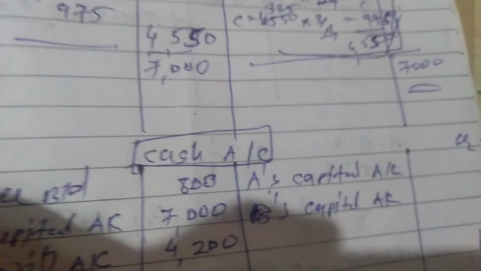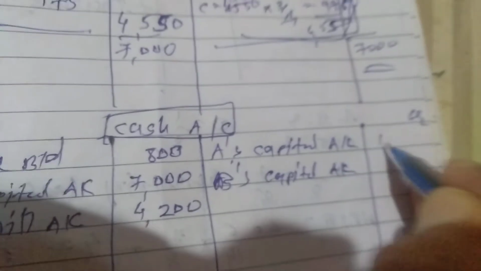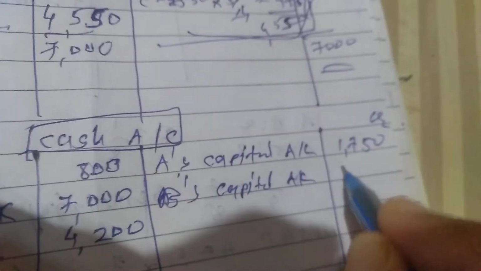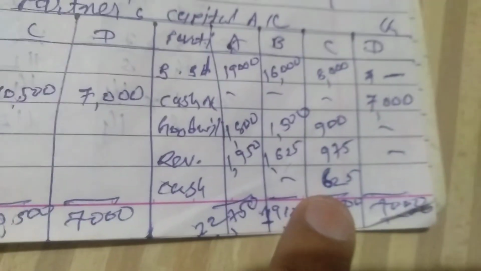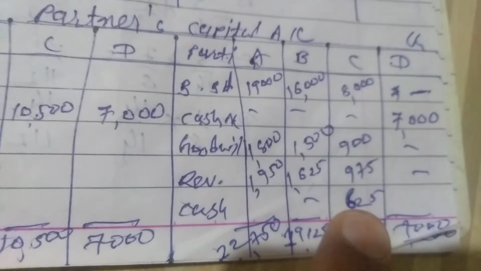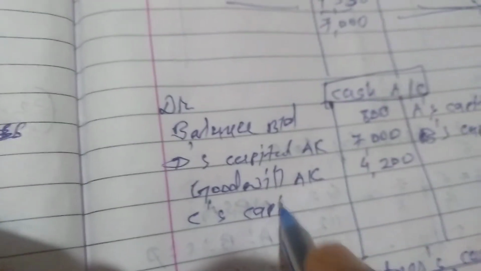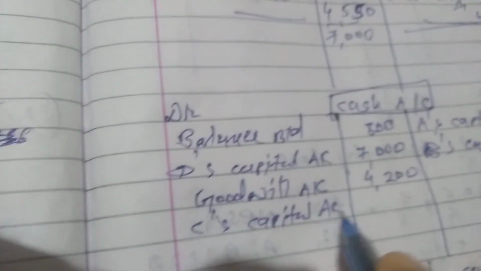तो कितना कैश पार्टनर कितना कैश विड्रॉल करेंगे? तो ए के कॉलम में कितना था? 1750 और बी के कॉलम में 1625. और यहाँ पर आप देख सकते हैं कि क्रेडिट साइड पे कैश अकाउंट में सी के कॉलम में 625. So here in the cash account, debit side, what do we write? On the debit side we write C's capital account. How much?